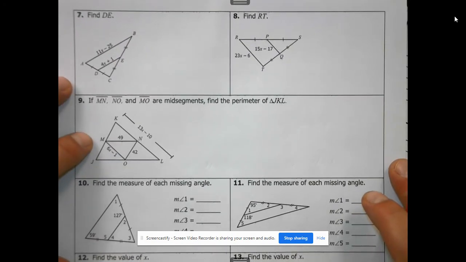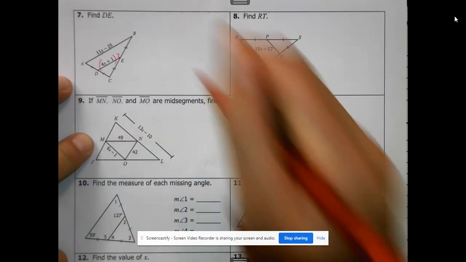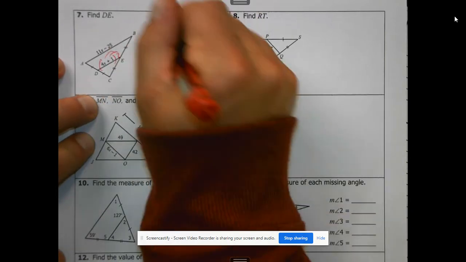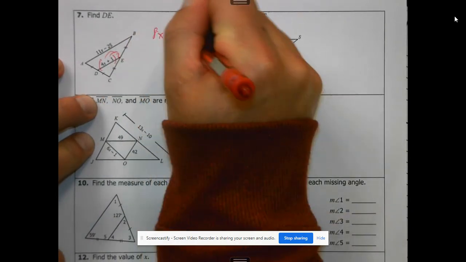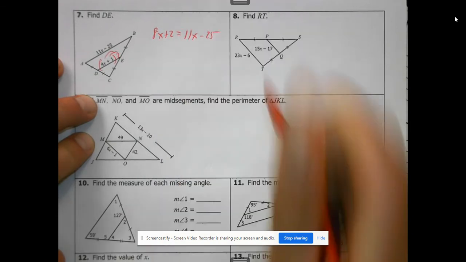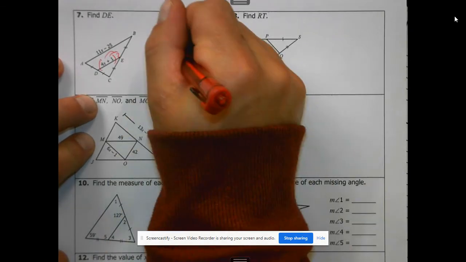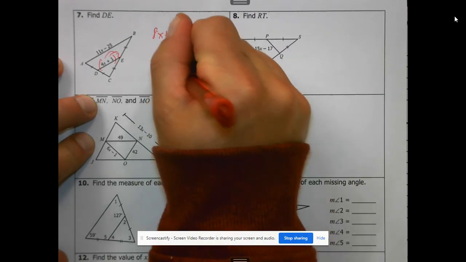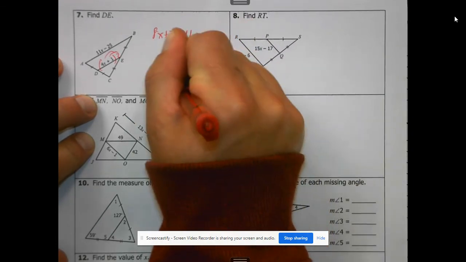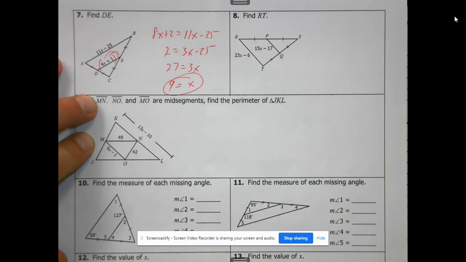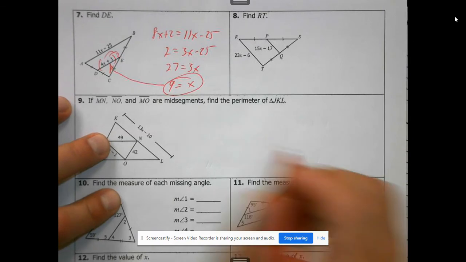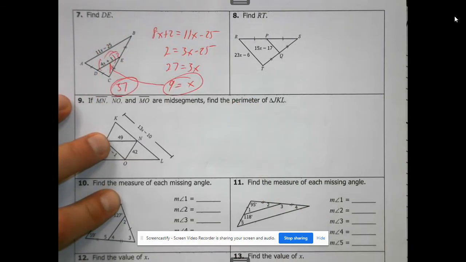Number 7 and 8, same thing. We got to double the midsegment, equal it to the base. So distribute that 2. That gives me 8x plus 2 equals the base, 11x minus 25. I'll subtract 8x from both sides. I'll add 25. Divide by 3, and we get 9. But it wants DE, so I got to take that 9, and I got to plug it back in. If I do that, that gives me 37.